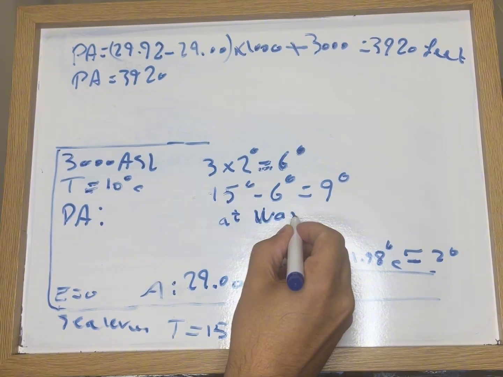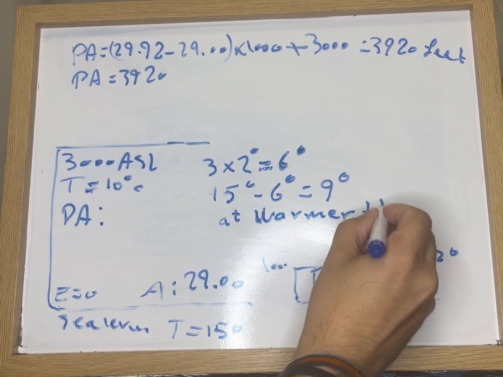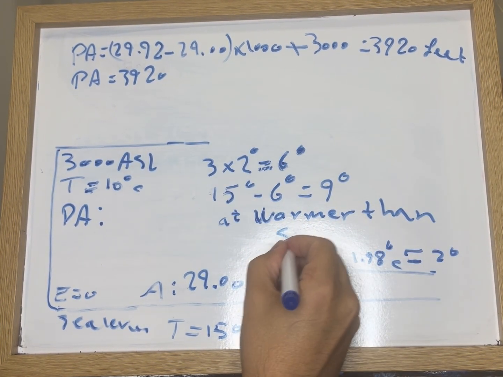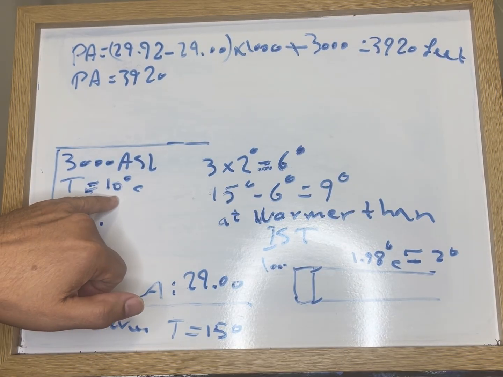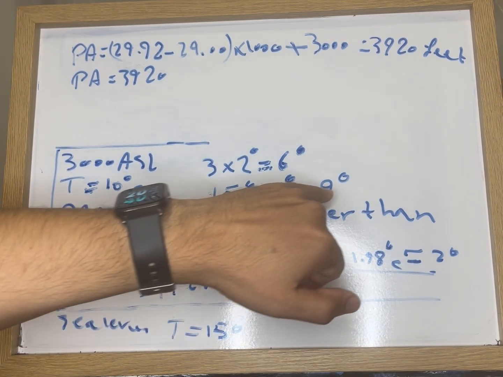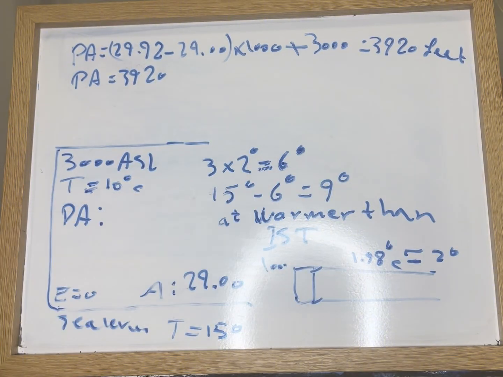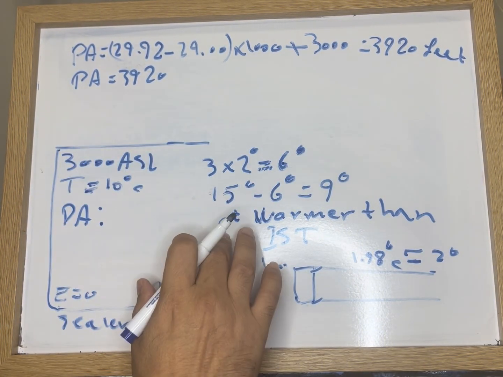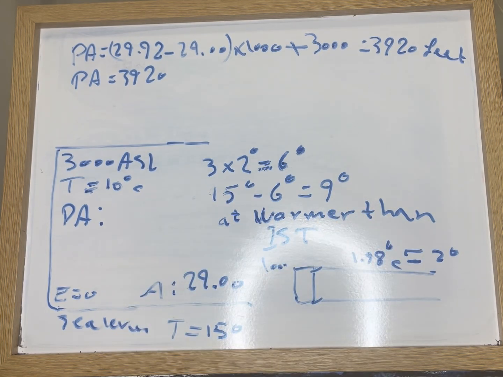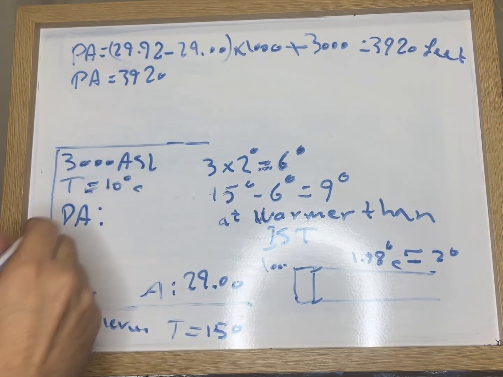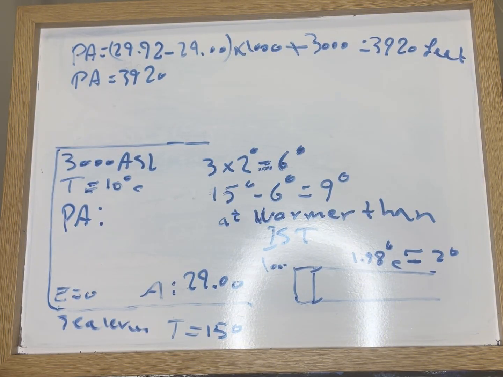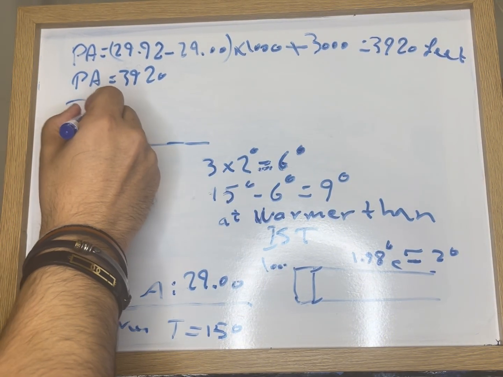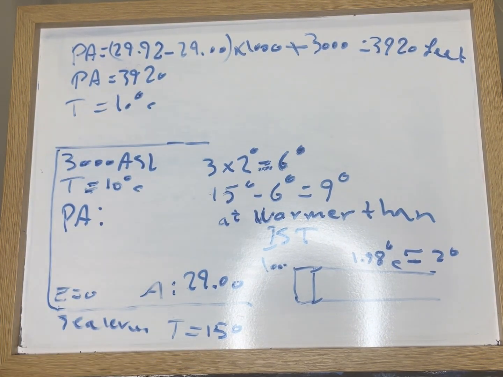warmer than standard temperature, because 10 degrees compared to 9 degrees is 1 degree higher. At this situation we are warmer than standard temperature. So we calculated pressure altitude of 3920 feet and the temperature is 10 degrees Celsius.